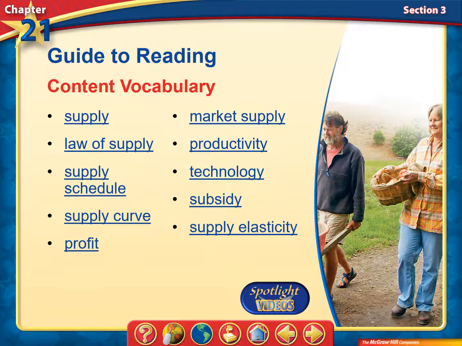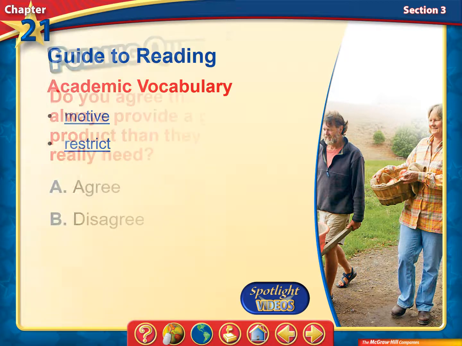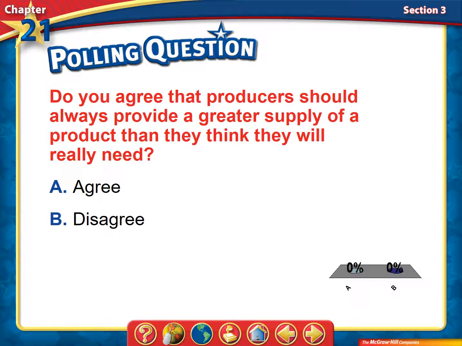So as we learn about these terms, you see that they all relate to supply, since we're going to be learning about the supply curve. Now, the first question: do you agree that producers should always provide a greater supply of a product than they think they will really need? Since I was obsessing about the Google Pixel when I bought this.